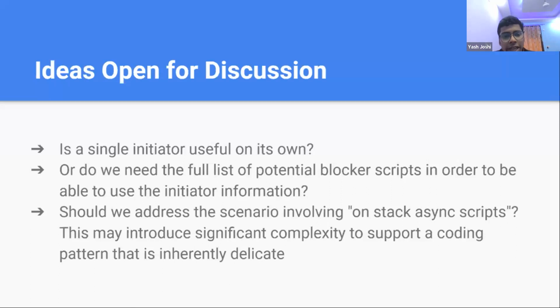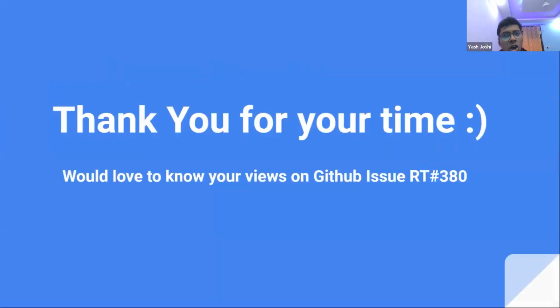So what do you all think? Would it be worthwhile to ship a single initiator on its own, and will this give enough information for web developers to make some interesting optimizations, or would it make sense to just go with the multiple initiators? Those were all the ideas I needed some opinion on. All this write-up has been presented in the GitHub issue RT380, so feel free to have a look there. I have explained in detail and will love the comments there. I am open for questions now, if you have any.